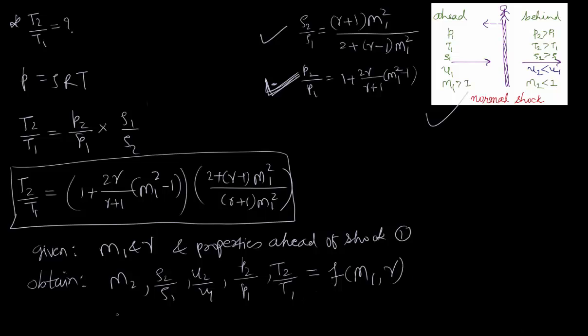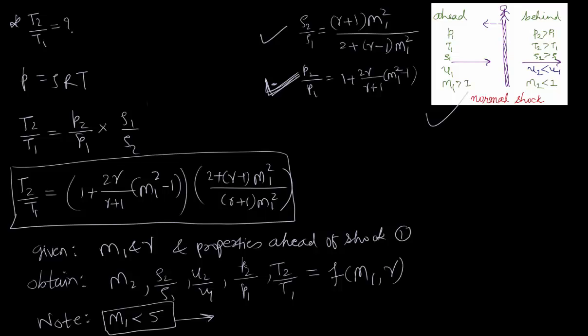And lastly, I will make a note that all these relations that we have derived hold good for Mach number M1 less than 5, because M1 greater than 5 represents hypersonic flow, and the temperature behind the normal shock becomes high enough that gamma will no longer be constant. Gamma beyond M1 greater than 5 will no longer be constant, and that is why our equations are valid for Mach number M1 less than 5.